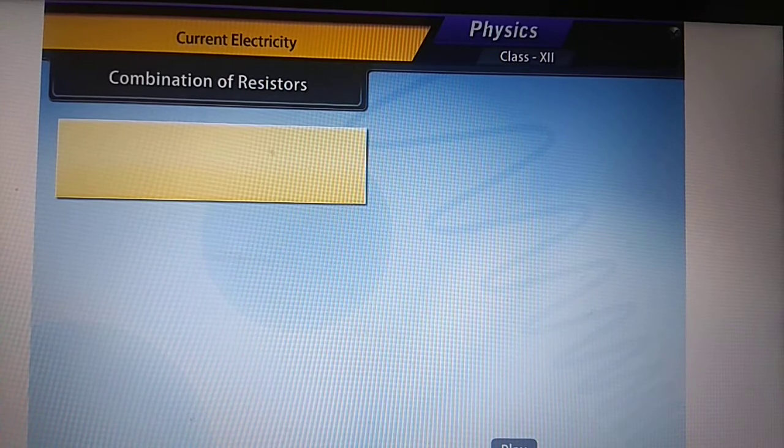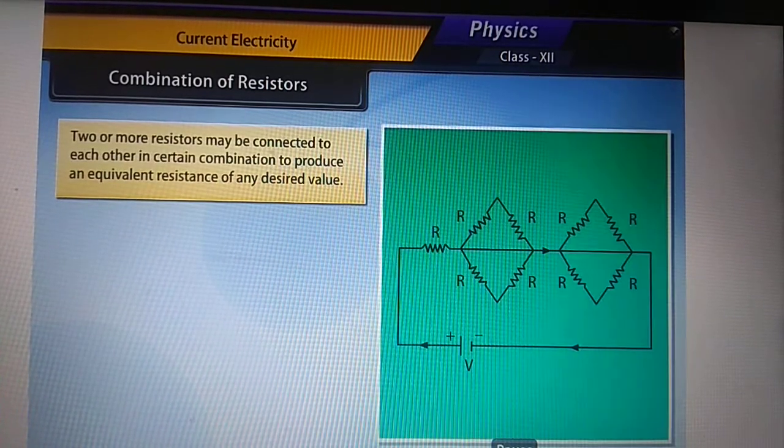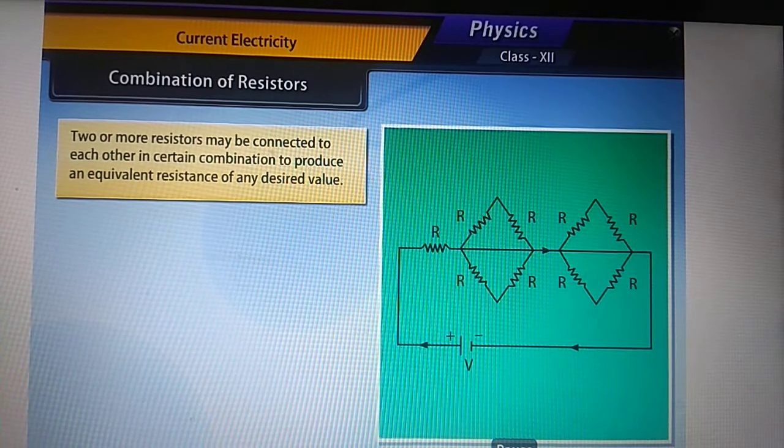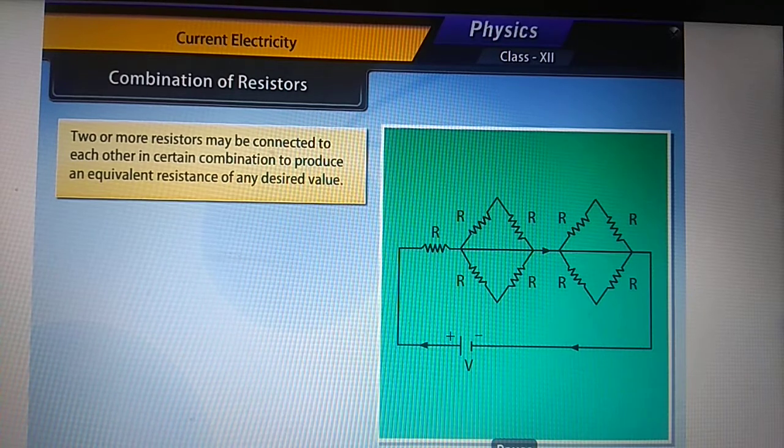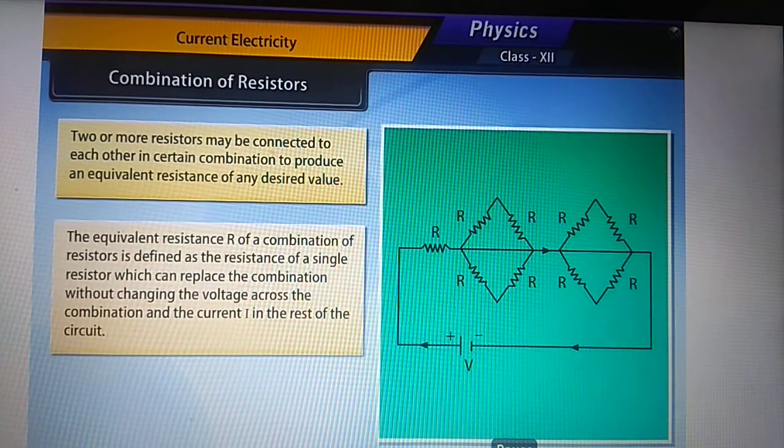Let's start. Two or more resistors may be connected to each other in certain combinations to produce an equivalent resistance of any desired value. The equivalent resistance R of a combination of resistors is defined as the resistance of a single resistor which can replace the combination without changing the voltage across the combination and the current I in the rest of the circuit.